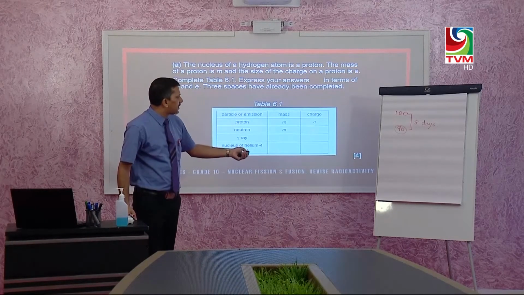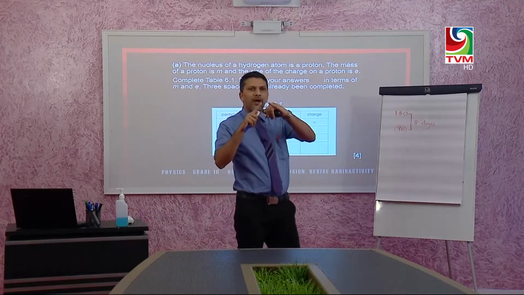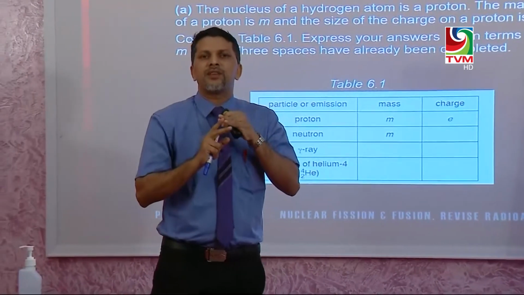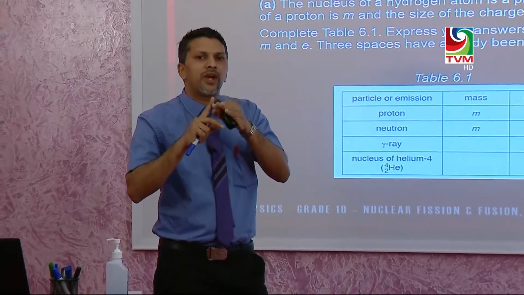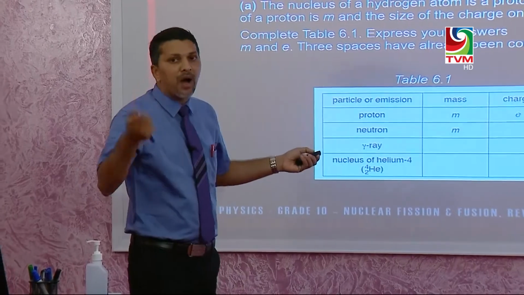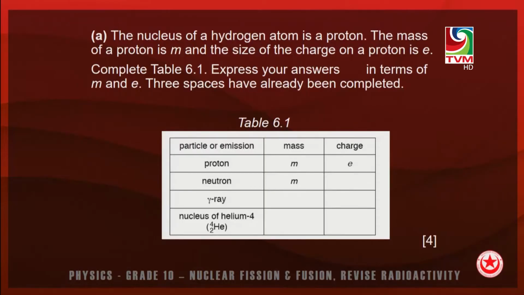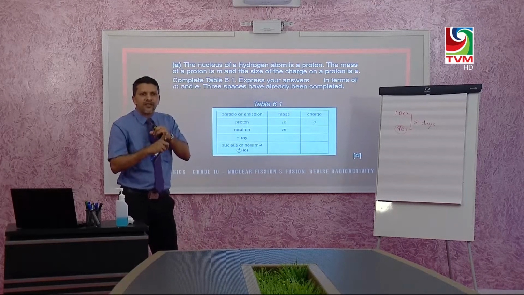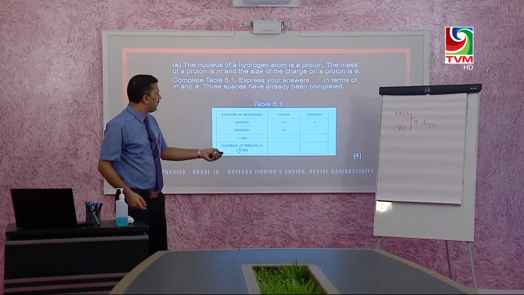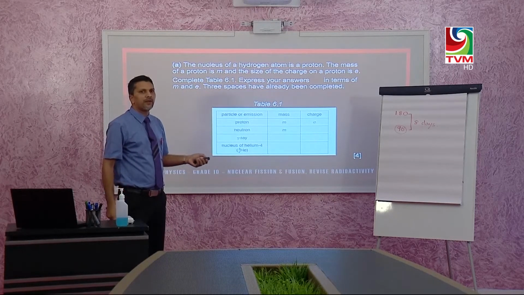Then next one, gamma ray: mass and charge. Mass of an alpha particle is 4, and mass of beta is very small because it is similar to an electron, and mass of gamma is 0. So we got the answer: mass is 0. And what is the charge of a gamma ray? Alpha particle charge is positive, beta particle charge is negative, and a gamma ray has no charge. So here also 0. Understood?